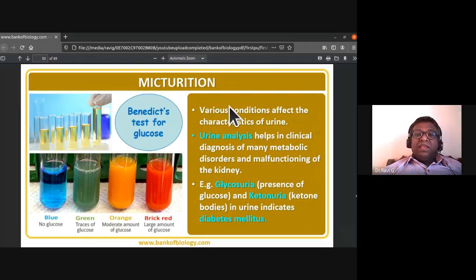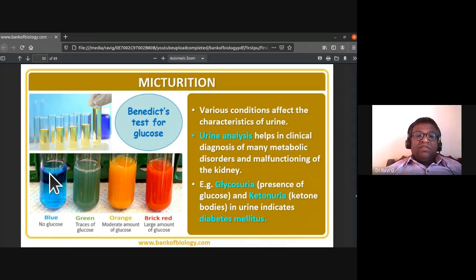Various conditions affect the characteristics of urine. Urine analysis helps in clinical diagnosis of many metabolic disorders and malfunctioning of the kidney. For example, glycosuria, the presence of glucose, and ketonuria, the presence of ketone bodies in urine, indicate diabetes mellitus.